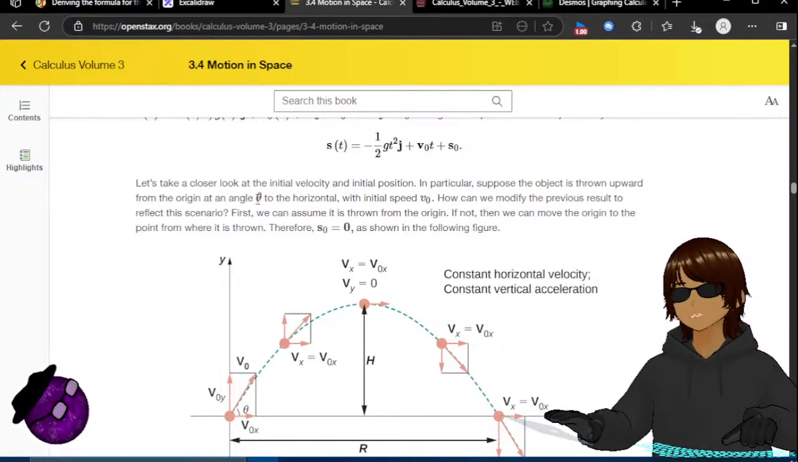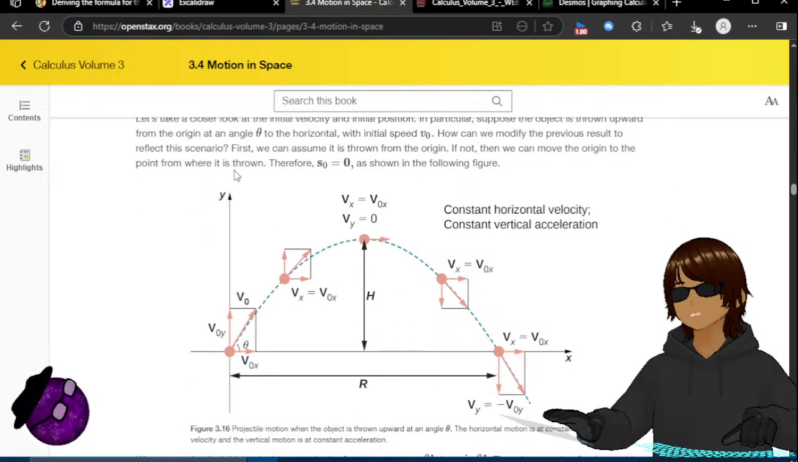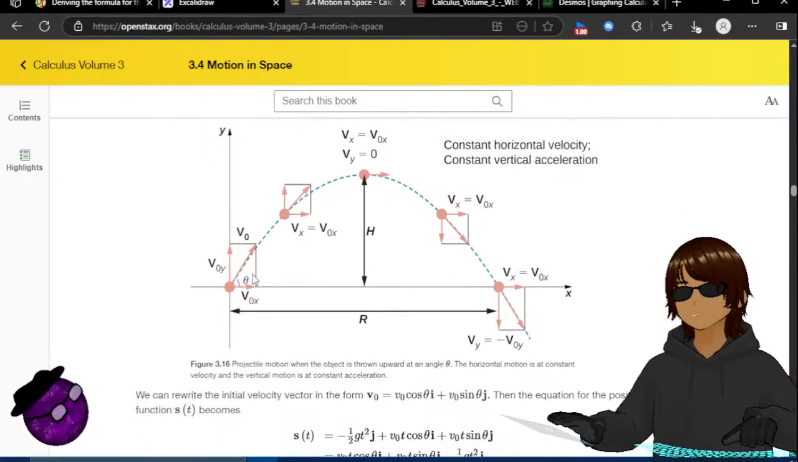Let's take a closer look at the initial velocity and the initial position. In particular, suppose the object is thrown upward from the origin at an angle theta to the horizontal with initial speed v0. How can we modify the previous result to reflect the scenario? First, we can assume it is thrown from the origin. If not, then we can move the origin to the point from where it is thrown. Therefore, S0 is 0 as shown in the following figure. Okay, so S0 is 0.